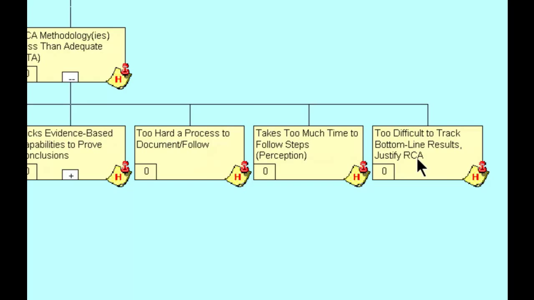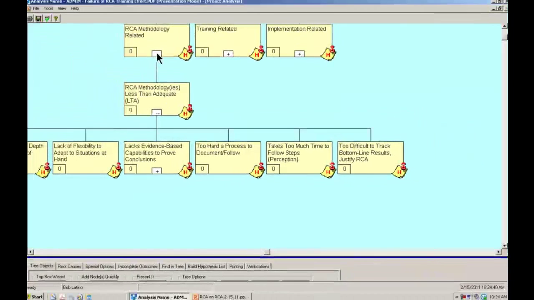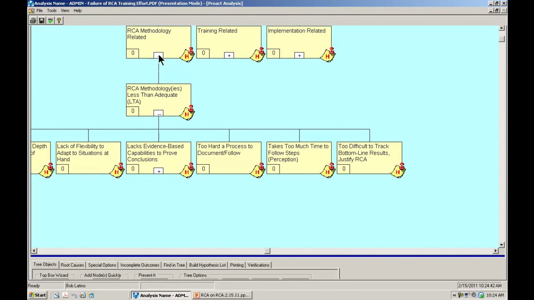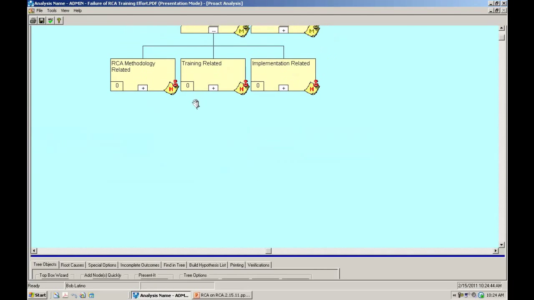Too difficult to track the bottom line results to justify the RCA. Oftentimes, that's what RCA is. You know, we're all fighting for corporate dollars, and we have to be able to justify that our RCAs are returning money and it's worthwhile to continue and expand our efforts. Okay, so let's collapse the issues that could be related to methodology.